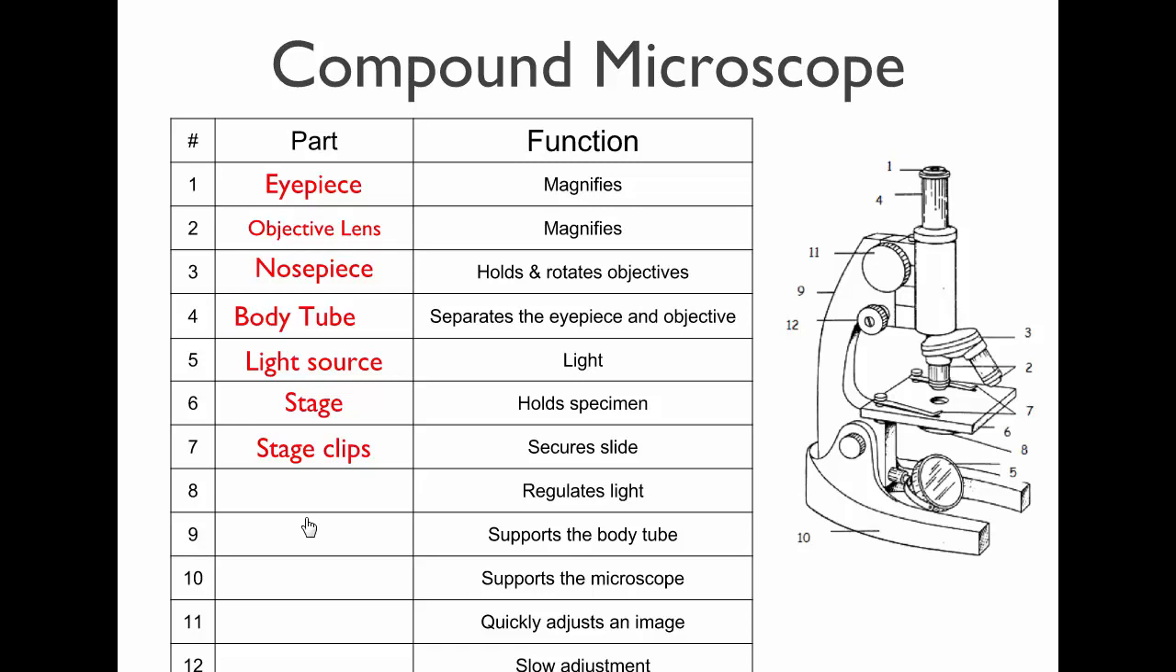Underneath the stage you can't really see it probably very well, but there's a little lever here I can move. Now look at the top of the stage. What is this lever changing? Yeah, it changes how much light comes through. Because sometimes you look through here, it's like blindingly bright, and other times it's too dim. So you can adjust this piece called the diaphragm to regulate how much light's coming through.